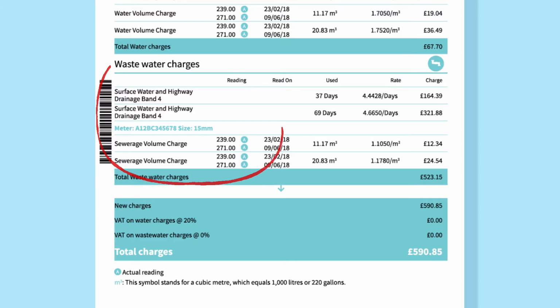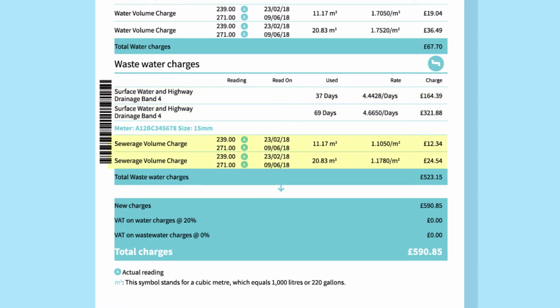Good. Wastewater charges follow a similar format. First off, you'll see it says surface water and highway drainage, then a band number. Surface water and highways drainage is the rainwater that falls on your premises and the immediate roads and pathways around it that drains away into the sewer, which is collected, treated and cleaned to be used as clean water. You pay a fixed price per day towards this for the time period of your bill. This price is based on the size of your property, and this is what the band number refers to.